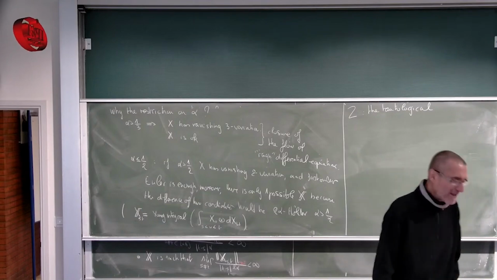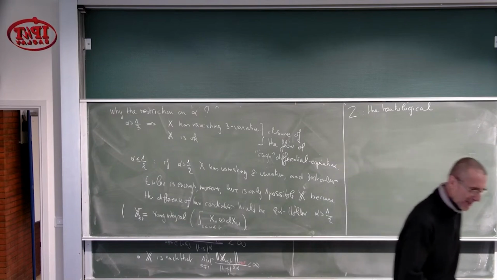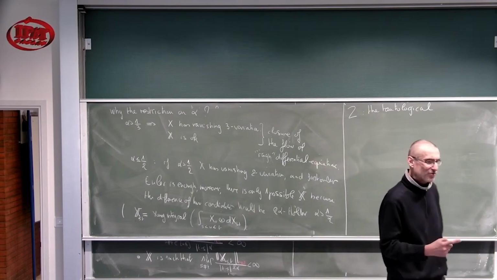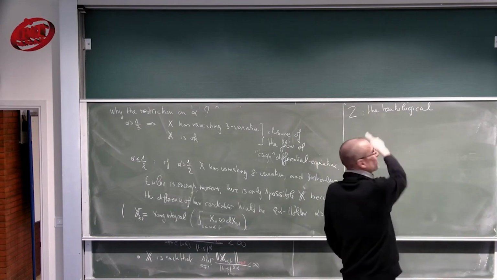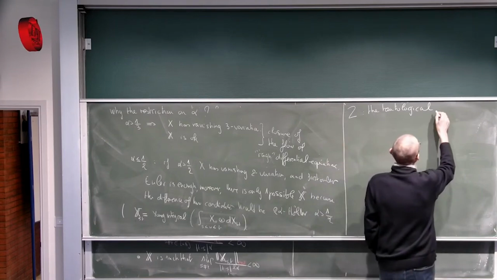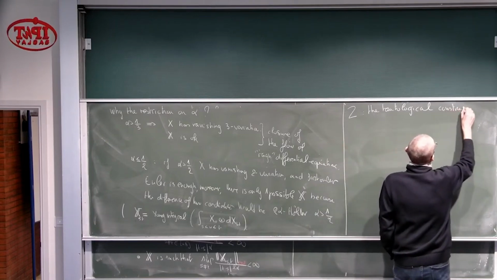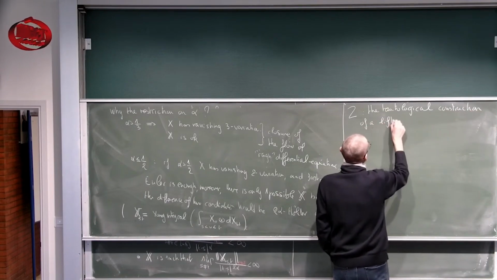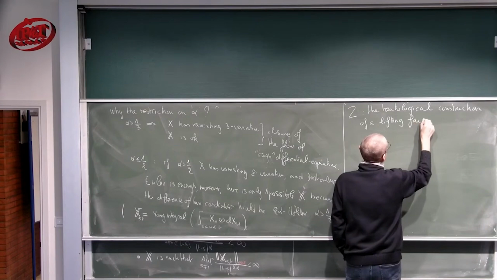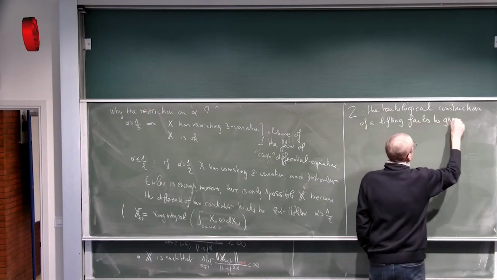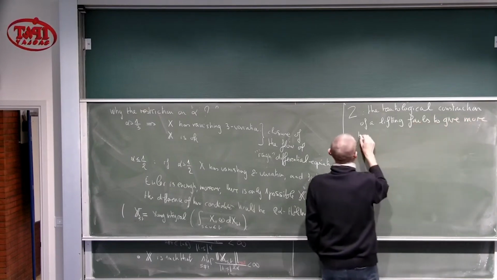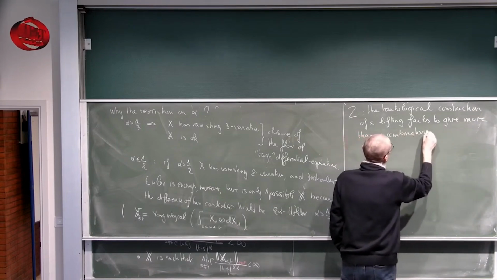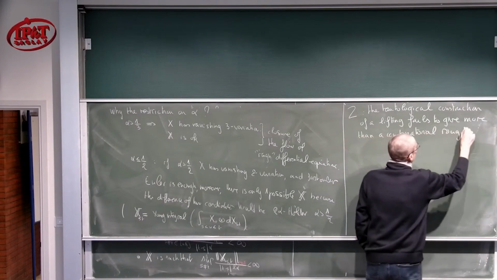So that's exactly what I was going to say. As we saw in the previous part of the lecture, there is a tautological way to lift a path to a rough path. And what I wanted to say is exactly an answer to your question. The tautological construction of a lifting fails to give more than a combinatorial rough path.